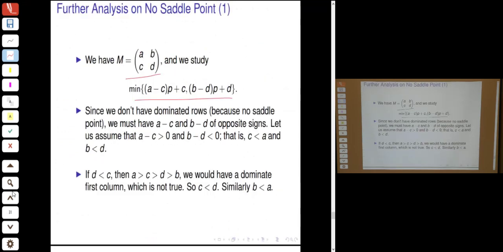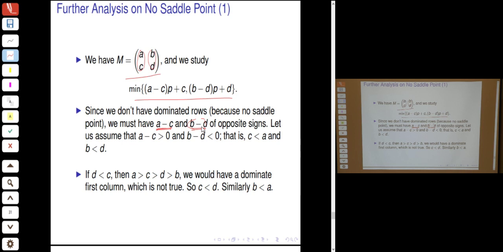So since we don't have dominated rows, we must have A minus C and B minus D of opposite signs, right? Because A minus C basically is positive if A is bigger than C and negative if A is smaller than C. Similarly, B minus D is positive if B is bigger than D and negative if B is smaller than D.